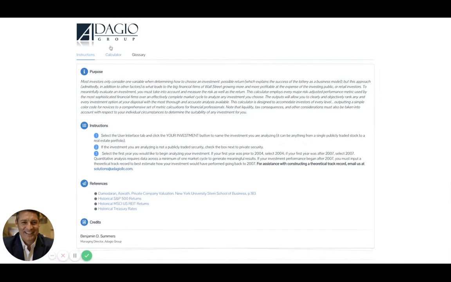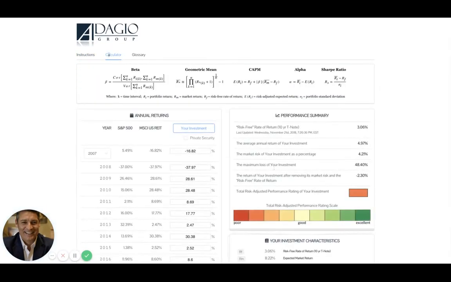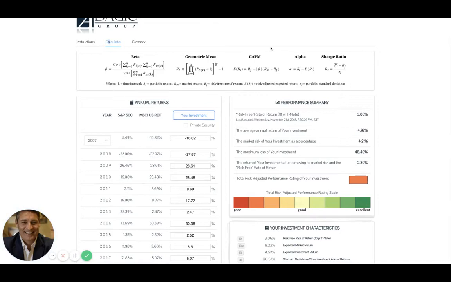So when we go to the calculator itself, you see at the top is an illustration of the mathematical syntax of some of the basic metrics: beta, geometric mean, which is average, capital asset pricing model, alpha, and the Sharpe ratio.